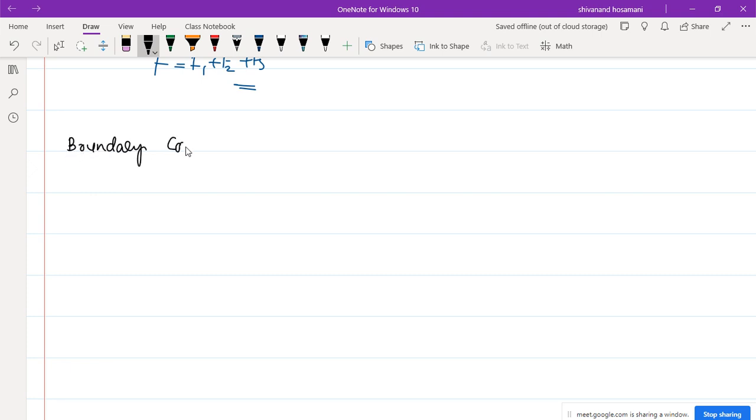Boundary conditions. So what do you mean by these boundary conditions? Let us take one surface theory. Surface theory. So each surface, what will we do? We'll plot the Gaussian surface.